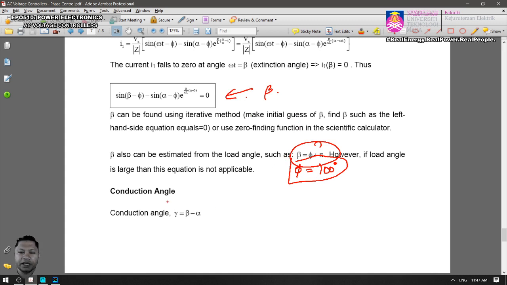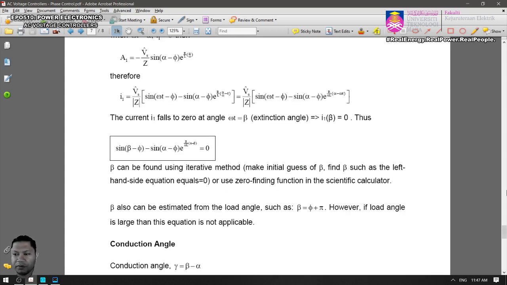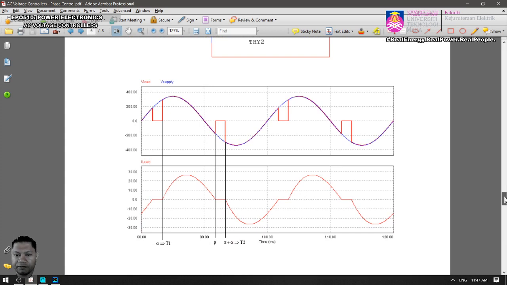Alright? Okay, and then next we're going to look at the conduction angle. The conduction angle is how long each thyristor will conduct. So if you refer to the waveform again, let's say this is thyristor 1, isn't it? So thyristor 1 conducts from alpha until beta, isn't it? So this is known as the conduction angle, gamma.